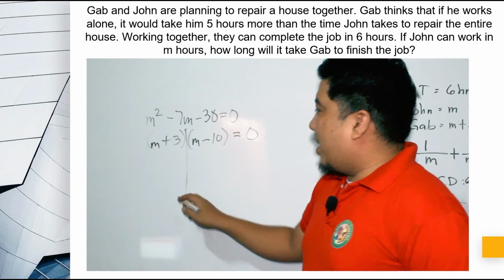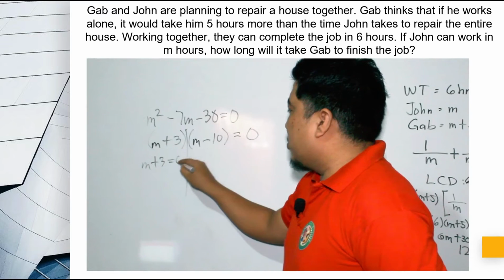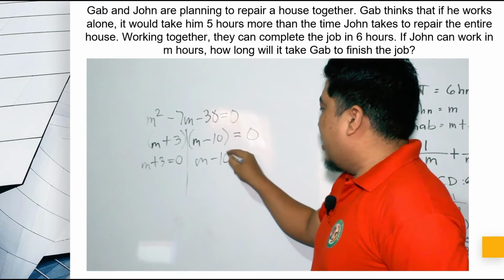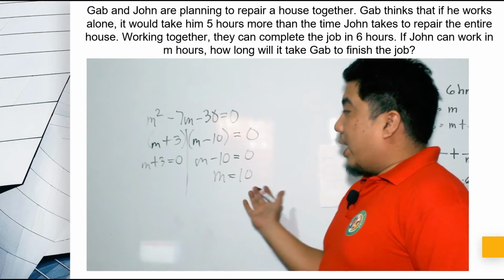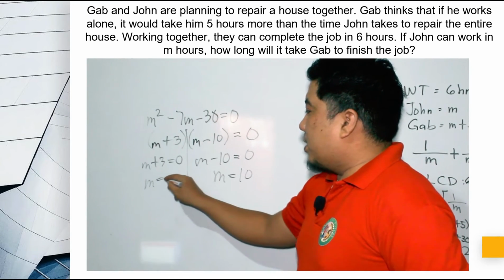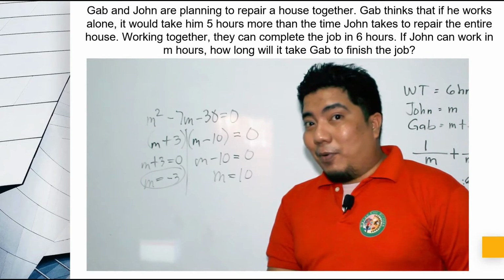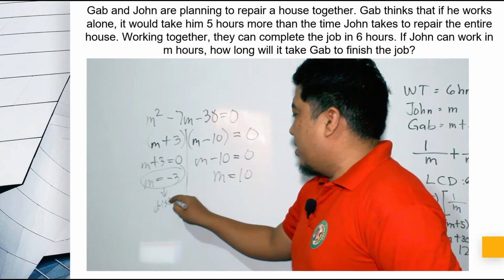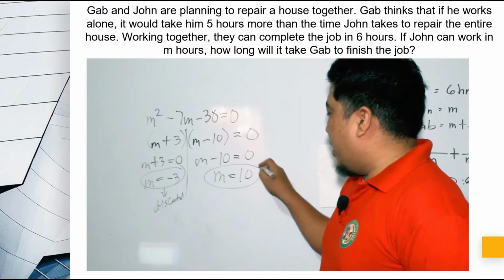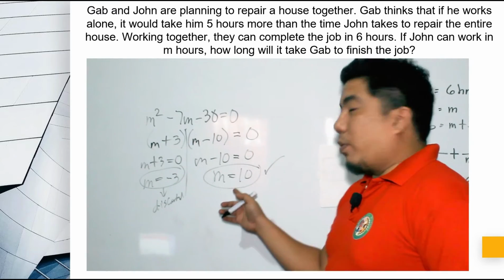And by solving this separately, we have m plus 3 is equal to 0, m minus 10 is equal to 0. This will become m is equal to 10, and this will become m is equal to negative 3. Since there are no negative time or negative hours, this will be discarded, and this will be our answer for the first value, which is our m.